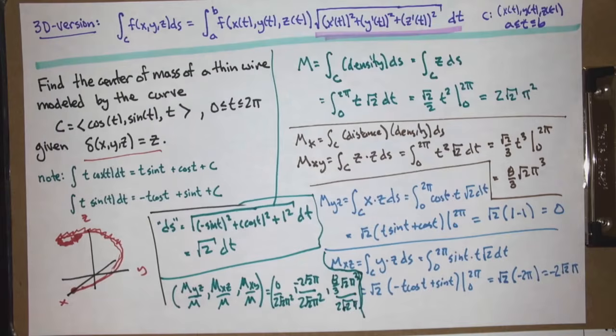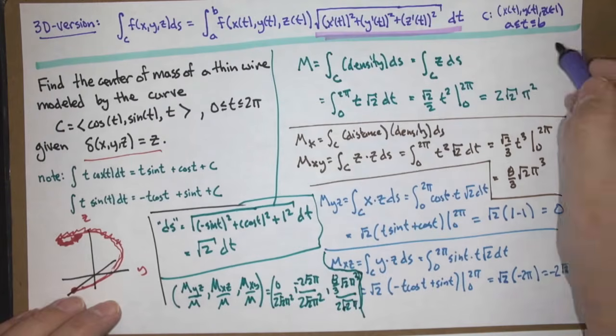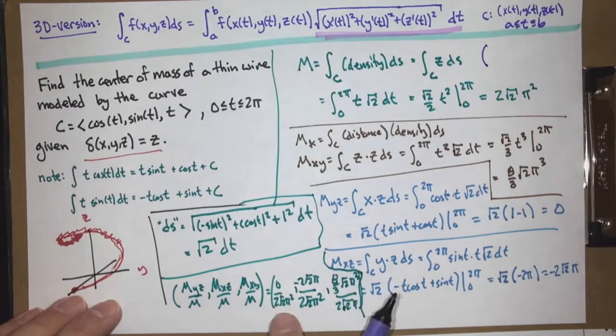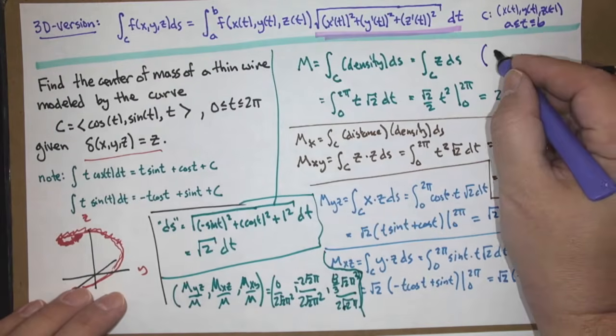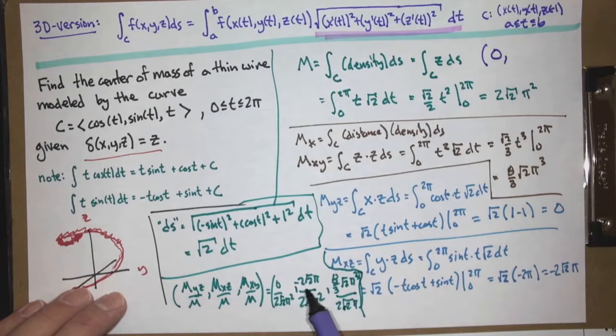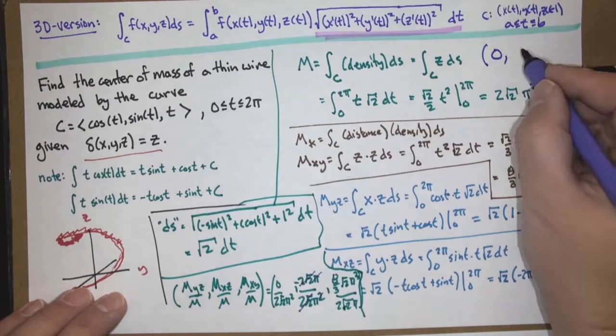Let's see. We'll put it up here. 0 over 2 root 2 pi squared. Another way to say that? Yes. Here we have a 2 root 2 pi. The 2 root 2's cancel. One of the pi's cancel. We're left with a minus sign upstairs and a pi downstairs. Minus 1 over pi.